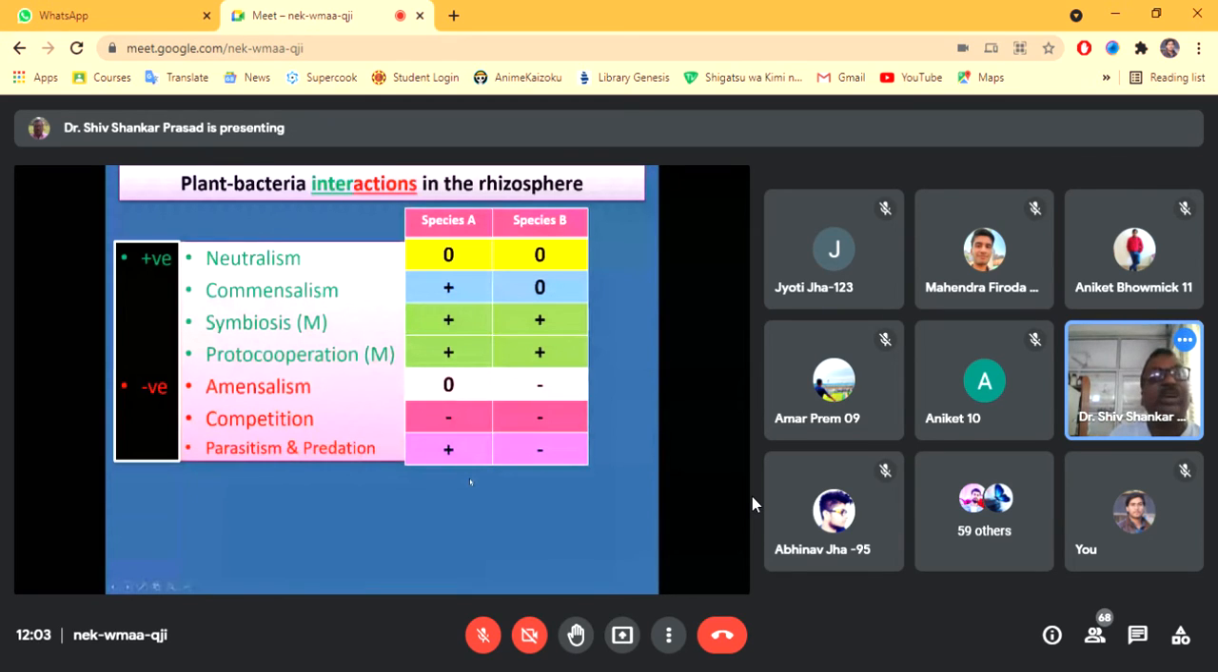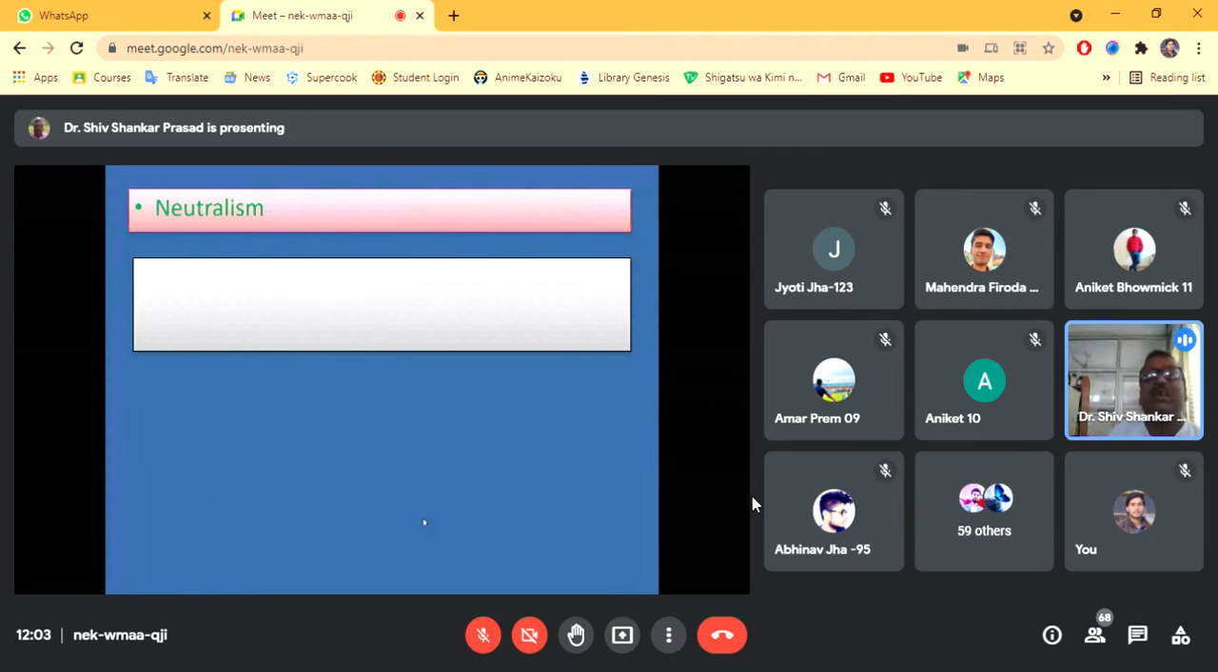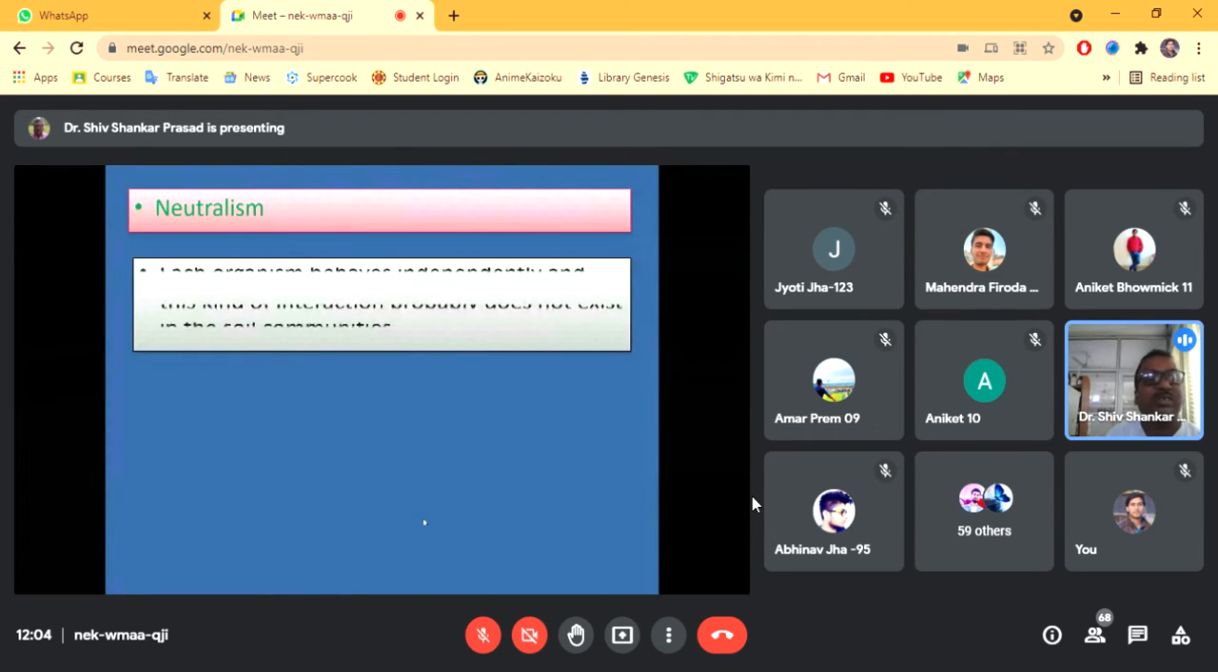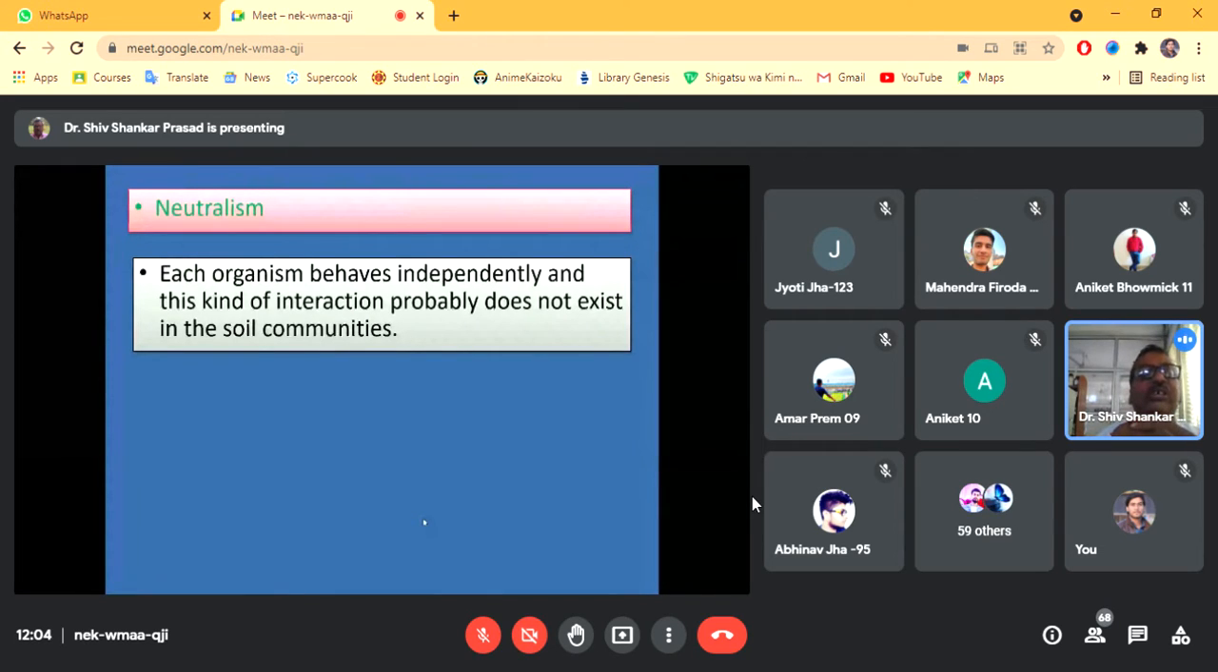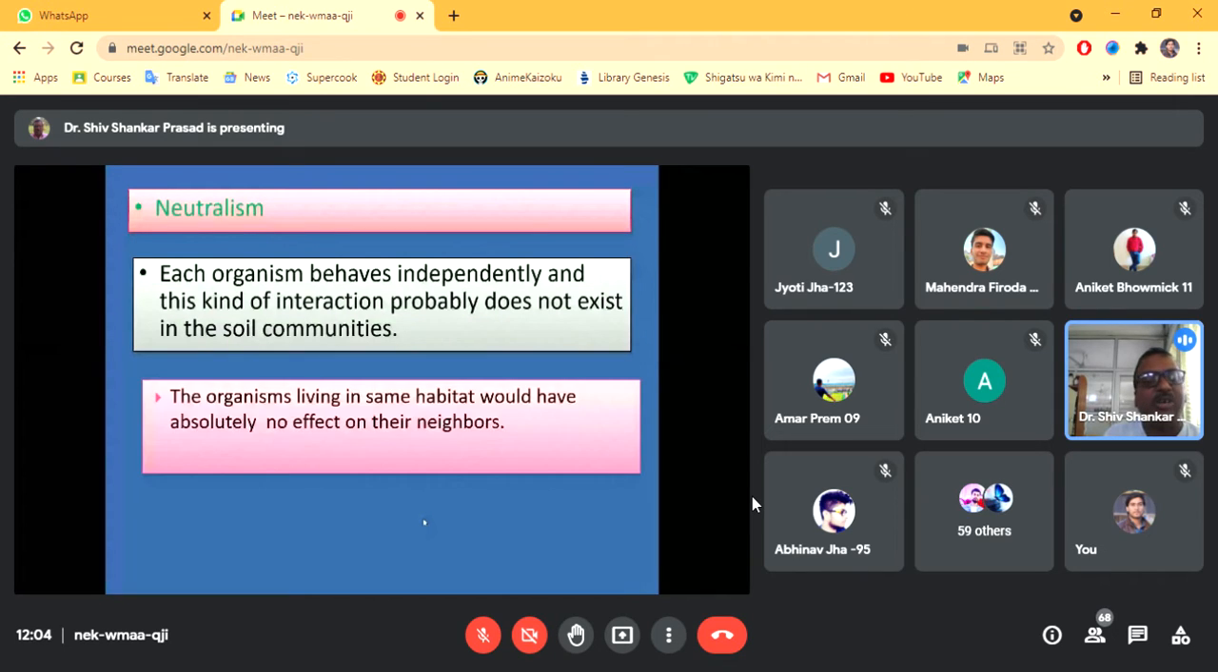We have to go through each interaction in detail also. So neutralism means there is no impact. In every environment, if two types of microorganisms are there, there will be no impact on each other. So this type of interaction is never found in the systems, and each organism behaves independently, and this kind of interaction probably does not exist in the soil community. Okay, so this type of interaction, neutralism, is never found in the soil system. So the organisms living in the same habitat would have absolutely no effect on their neighbors, right?